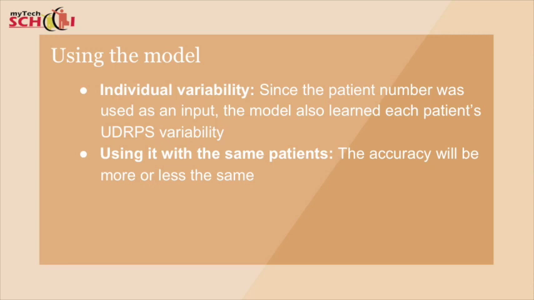So now that we're finally done coding that model, let's try to interpret and analyze how we should use it. Remember that the patient number was used as an input. This means that the model also learned each patient's UDRPS variability, and it's important that we remember that when we're using the model. If we use that model to predict the UDRPS with the same patients, then the accuracy will be more or less the same, because it also factors in the individual variability of all the patients in that study.